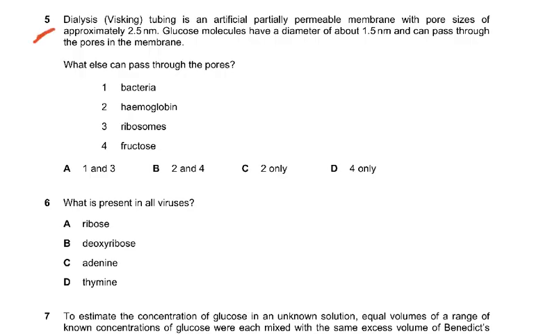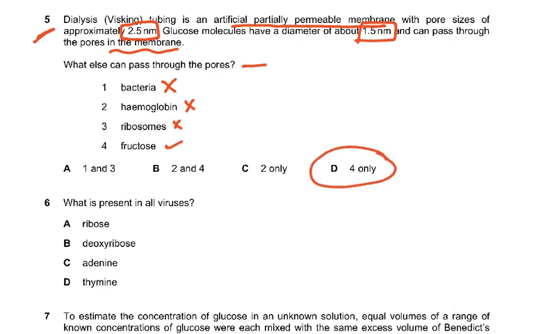Question 5. Dialysis tubing is an artificially partially permeable membrane with pore size of approximately 22.5 nanometer. Glucose molecules have a diameter of about 1.5 nanometers and can pass through the pores of the membrane. What else can pass through the pores? No, bacteria cannot, hemoglobin cannot, ribosomes cannot, they are 25 nanometers. Yes, fructose can. So the answer is 4 only, which is D.